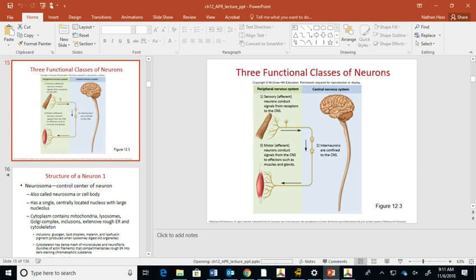And again, this picture is there in your textbook on page 434. Does that make sense? Any questions there?